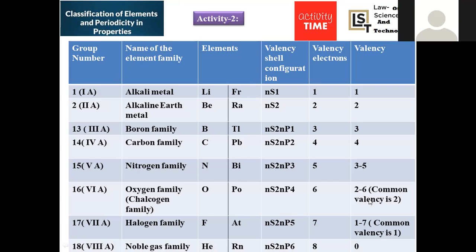If you take sulfur, SCl6 is the common compound available, meaning sulfur is able to form 6 bonds with the 6 chlorine atoms. So that's the reason why there is a range of valency indicated for the oxygen family, but the commonly observed valency will be 2. Move on to the 17th group, commonly known as the halogen family.